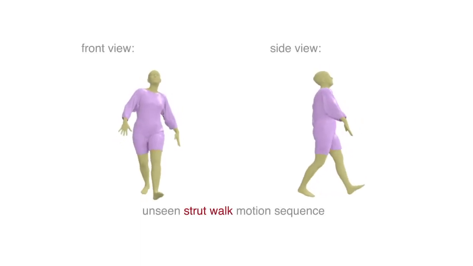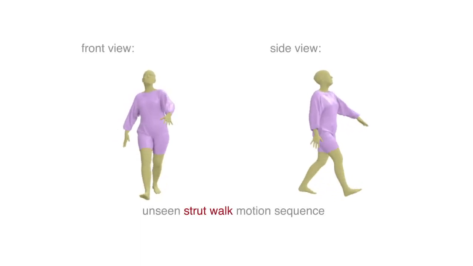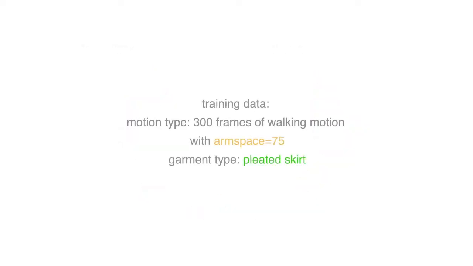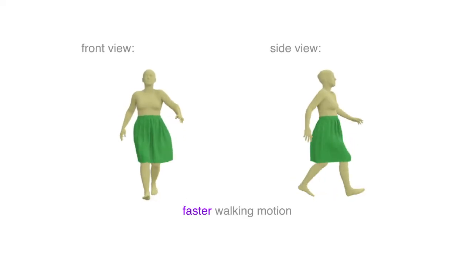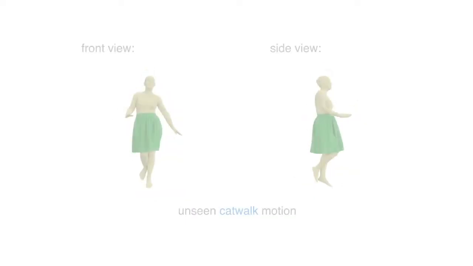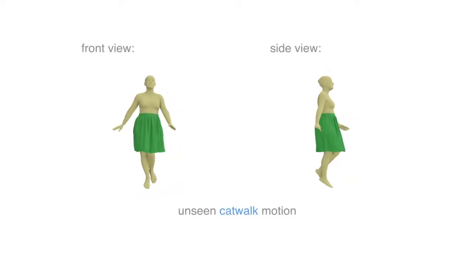We also test on an unseen motion sequence of a strut walk. Here we demonstrate our method on a pleated skirt with highly dynamic deformations. At test time, we change the speed of the motion. We also evaluate on an unseen catwalk motion sequence.